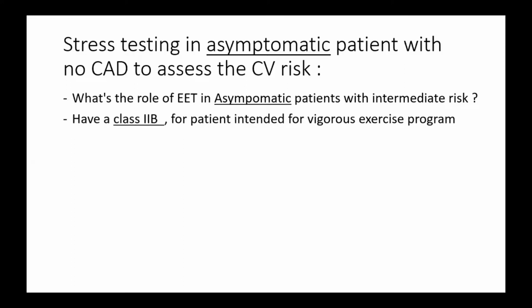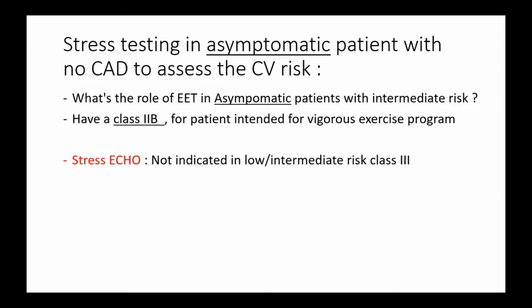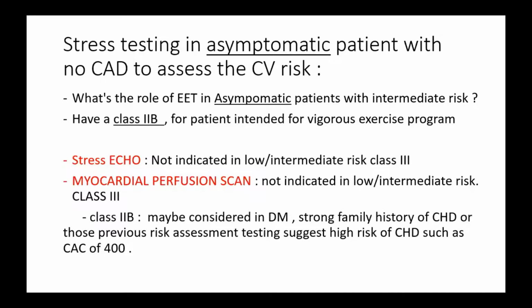Now they have put it as class 2B for those who are totally asymptomatic and have intermediate risk based on the atherosclerotic cardiovascular risks, and they are willing to go for a vigorous exercise program, or you are advising them to. So this is a class 2B. How about doing a stress echo for them? Definitely no. Myocardial perfusion scan is the same, it is not indicated, of course, class 3, for those who are totally asymptomatic just to assess the risk of coronary heart disease.